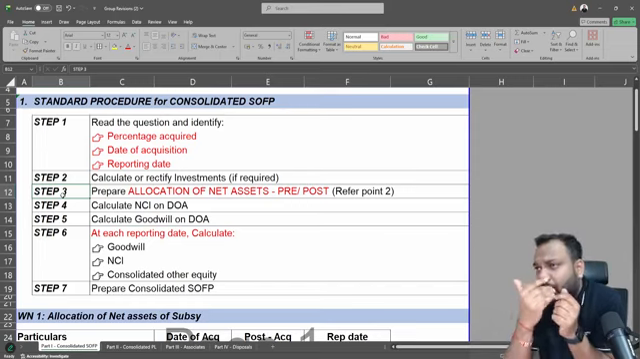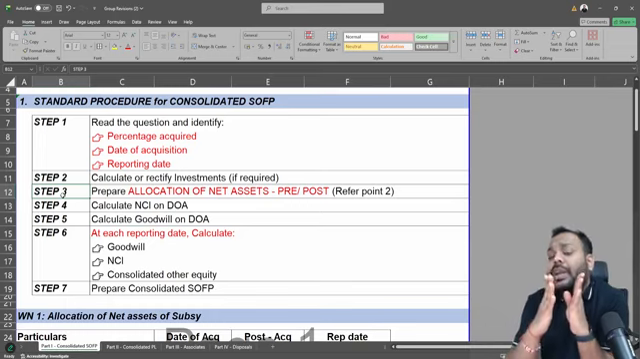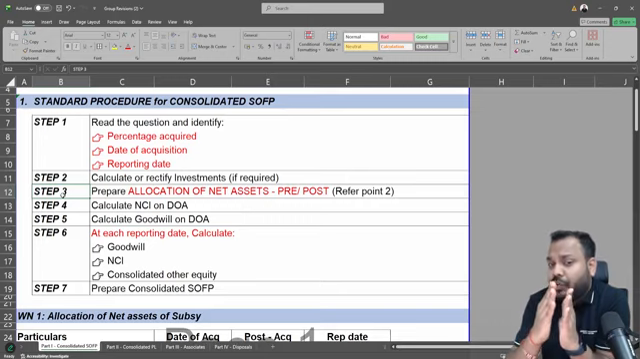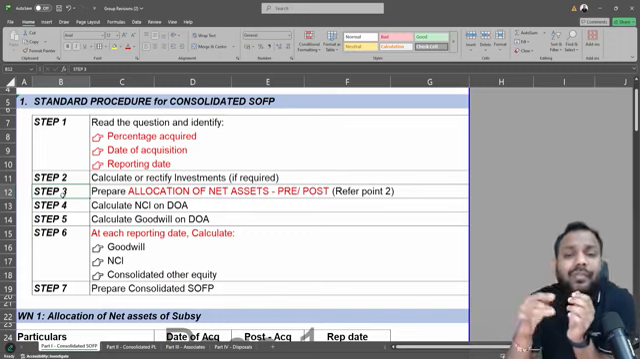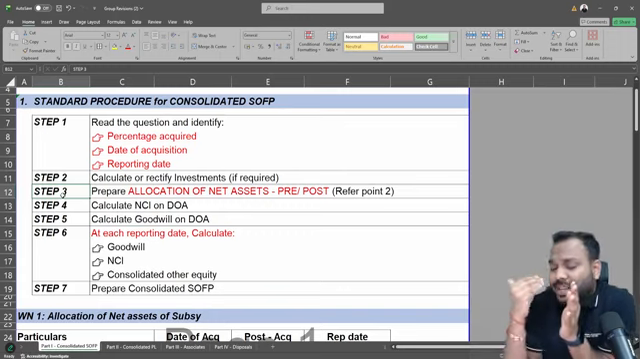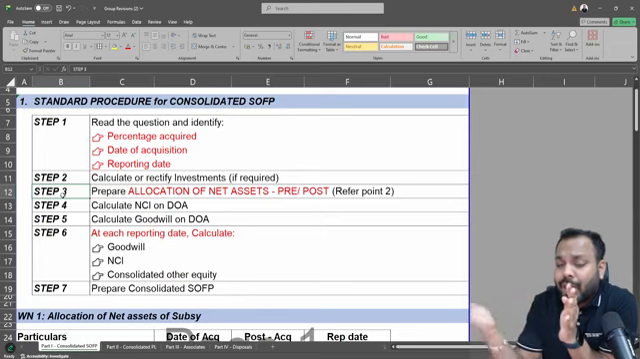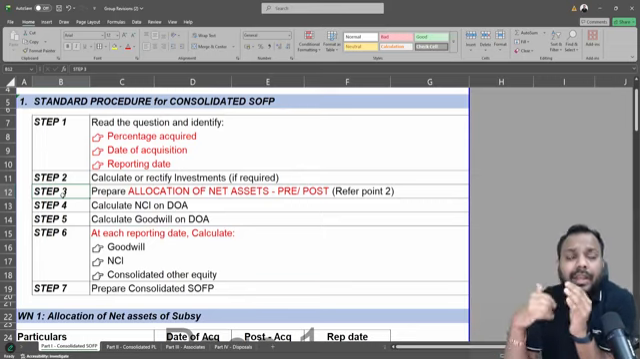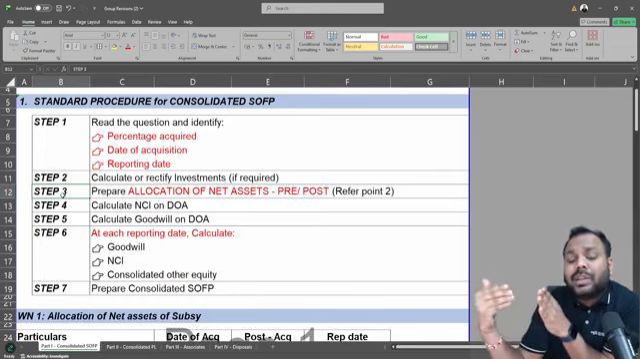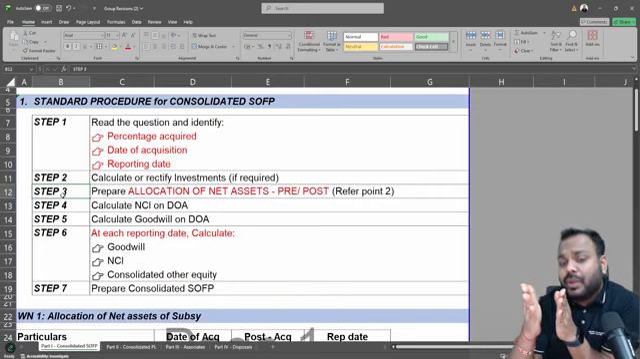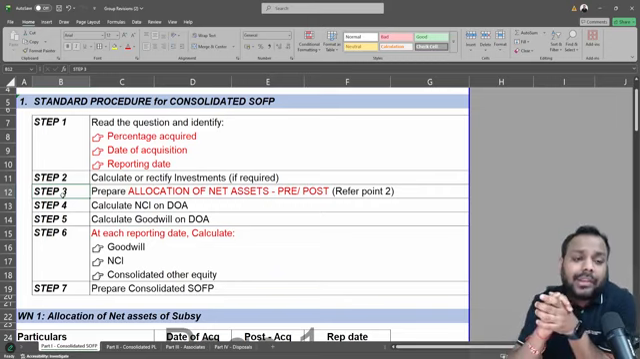So basically we evaluate what is the fair value of net assets of the subsidiary on the date of acquisition. What is the fair value of net assets of the subsidiary on date of acquisition? When I say fair value of net assets, I mean all the assets and liabilities of the subsidiary acquired at their fair values, even if there are some assets or liabilities which were not recognized in the SOFP of the subsidiary but can be recognized in the group FS. Even they are required to be recognized at their fair values.